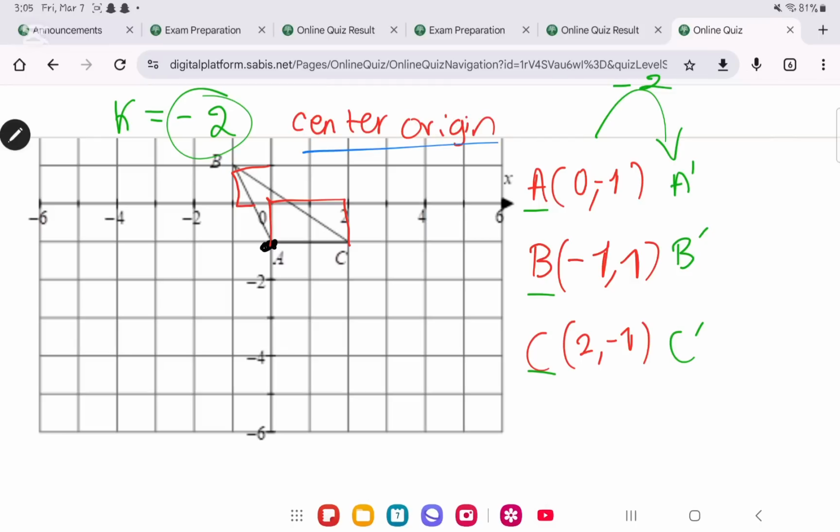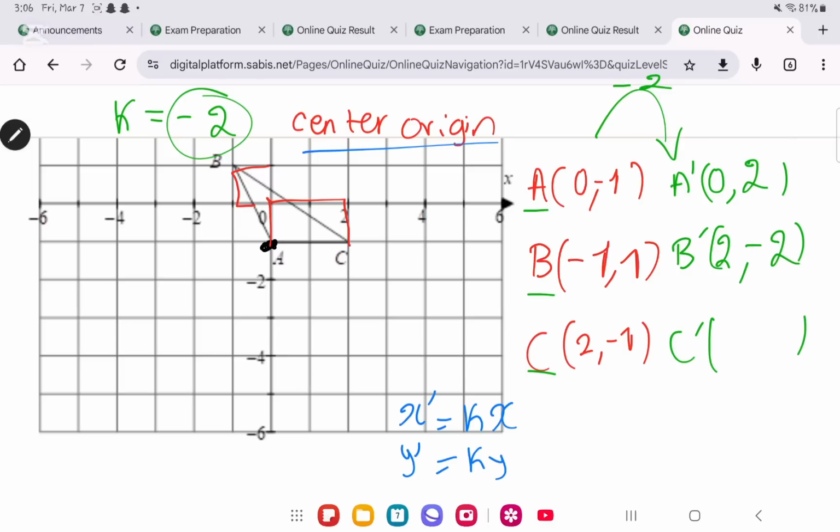Now, remember, when the center is the origin, to find x prime and y prime, it is k times x and k times y. So, for A prime, it's very simply 0 times -2, which is 0, and -1 times -2, which is 2. For B prime, it's -1 times -2, which is 2, and 1 times -2, which is -2. For C prime, it is 2 times -2, which is -4, and -1 times -2, which is 2. Very simply, we found A prime, B prime, and C prime.